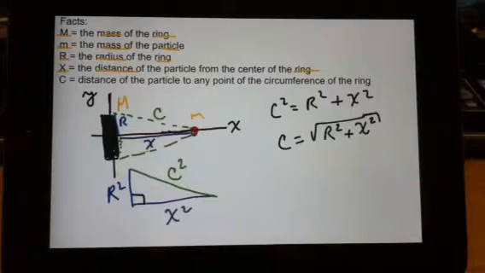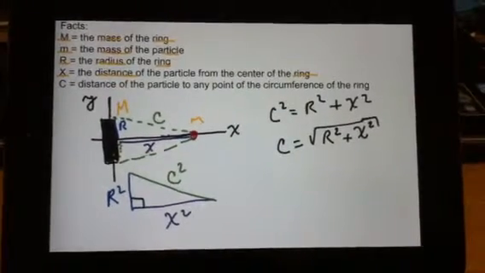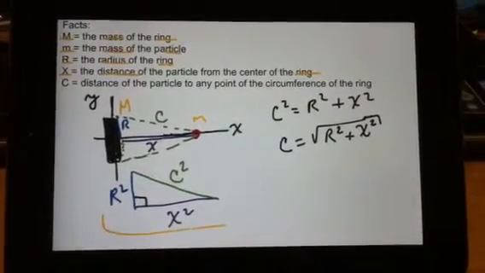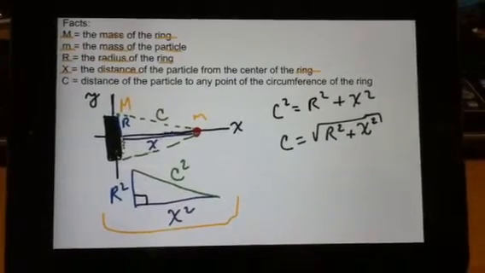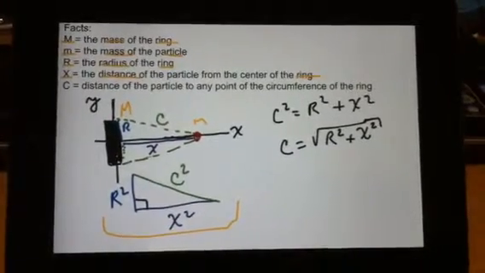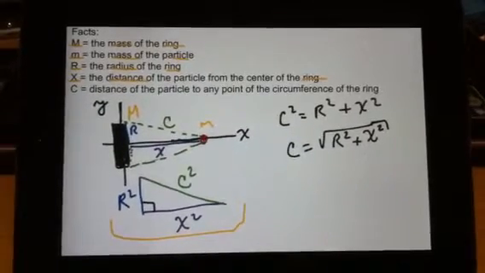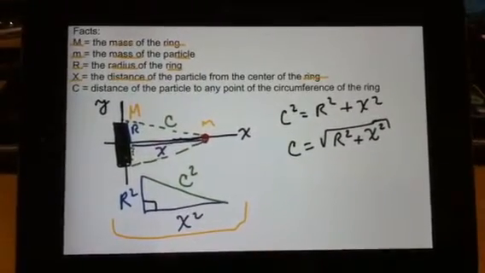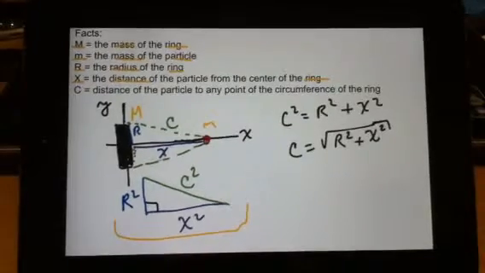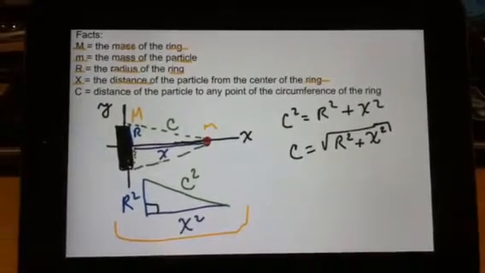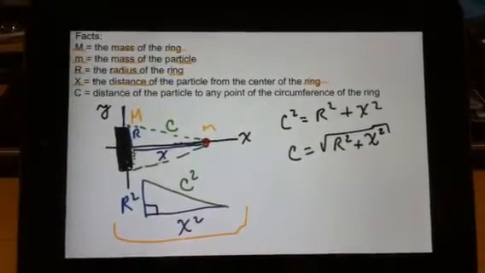First, we need to find out what c squared is. Does this look familiar? That's the Pythagorean theorem. So we can say that the distance between the particle and the circumference of the ring, at any point on the circumference of the ring, is c equals the square root of r squared plus x squared.